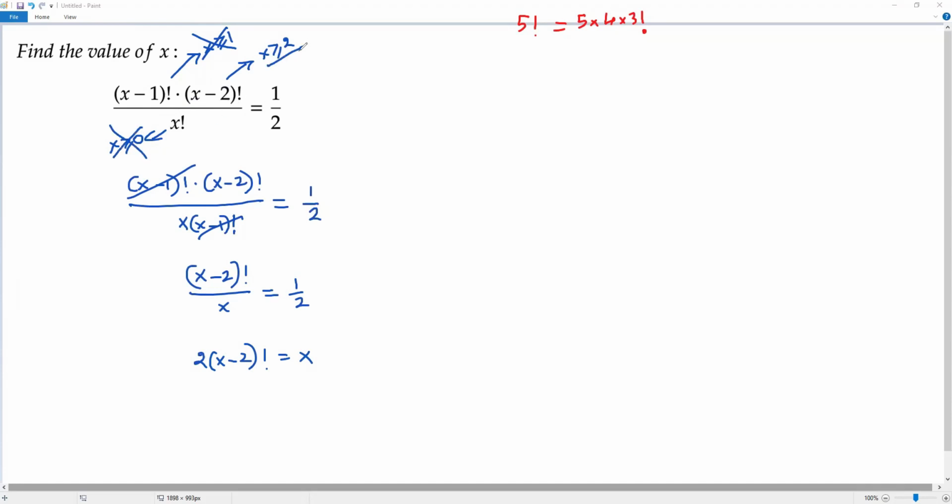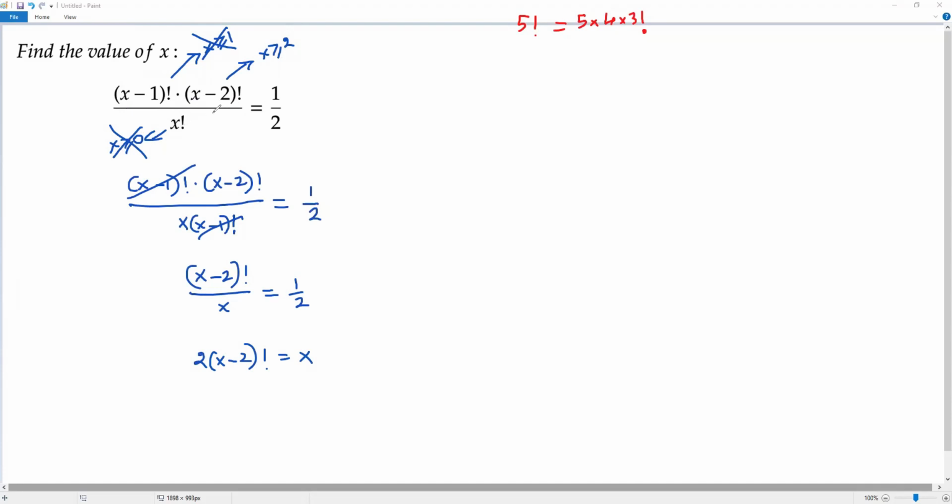And also, shall we consider this one in this factorial and this factorial? Yes, let's consider the minimum value of x is 2. That is, x can be equal to 2 or any whole number greater than 2. When I plug in the minimum value 2 for x over here, 2 minus 1 is just 1. The 1 factorial is possible.